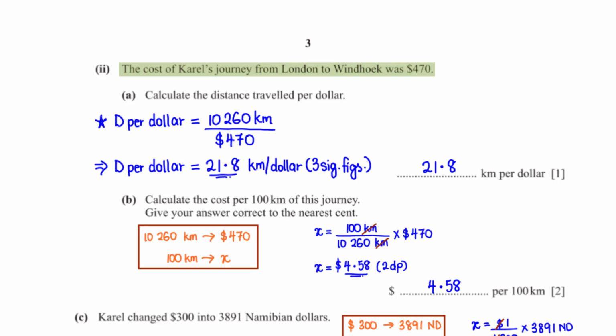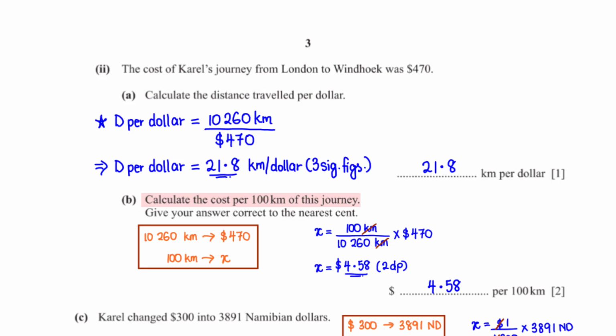The cost of Carol's journey from London to Windhoek was $470. Calculate the distance traveled per dollar. To get this value, we divide the total distance traveled from London to Windhoek, which was given in the previous question as 10,260 kilometers, by the total cost of the journey, which is $470. When we type this into the calculator, we get 21.8 kilometers per dollar.